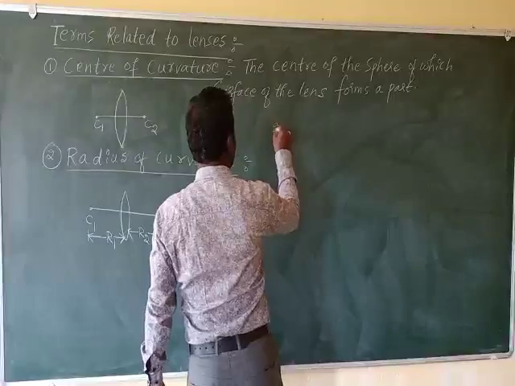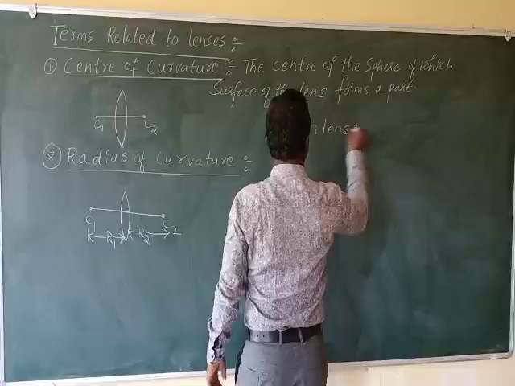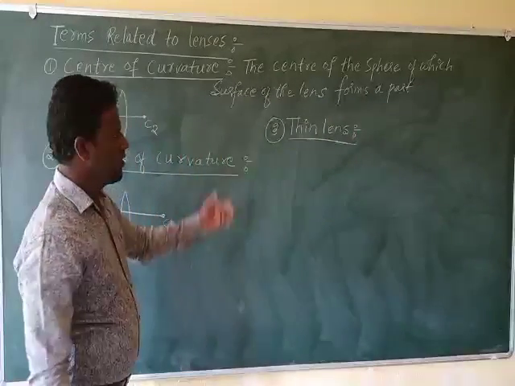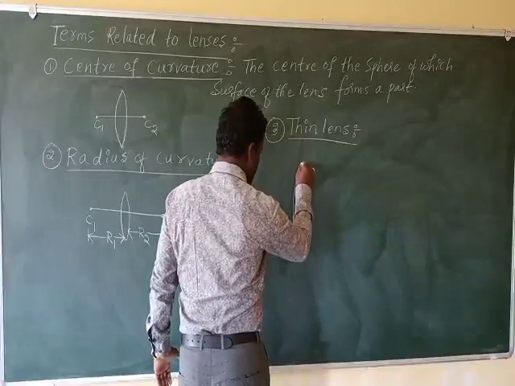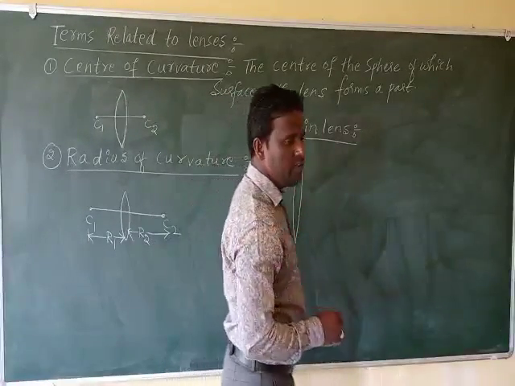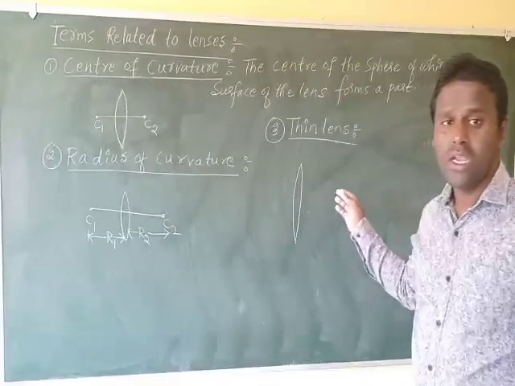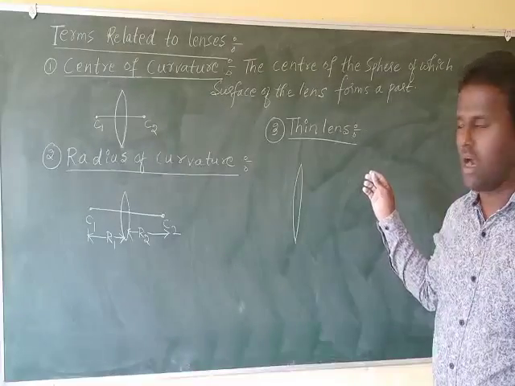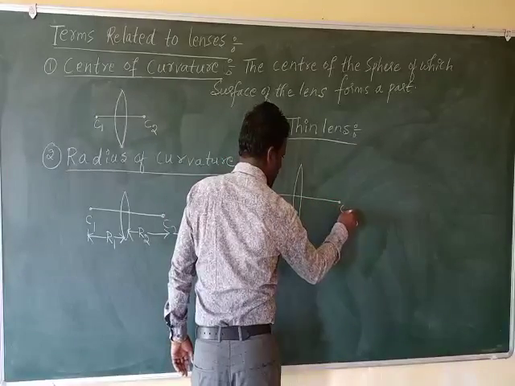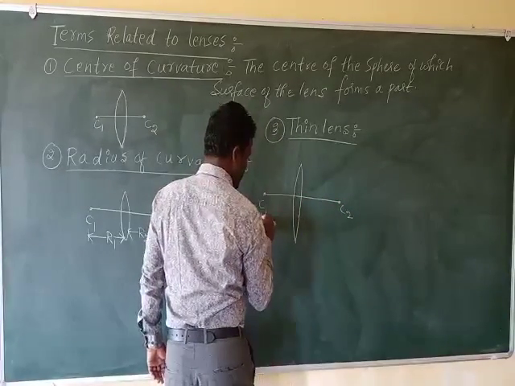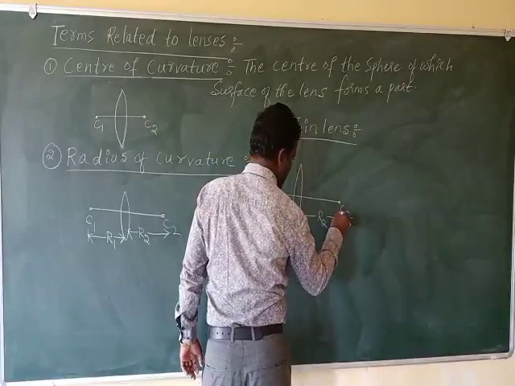Right? Third, thin lens. Now I am defining a term called thin lens. So what is a thin lens? A thin lens is the lens whose thickness, whose size, is very small compared to its radius of curvature. On the lens, see, this is the lens, C2 and C1, this is R1 and this is R2, right?